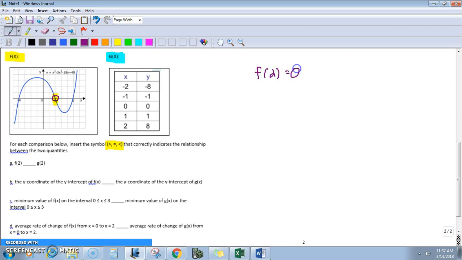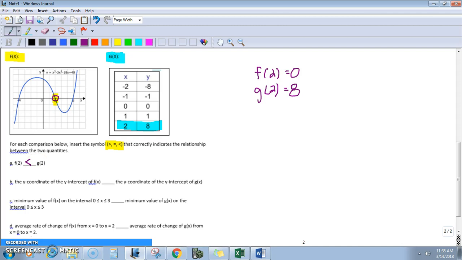is equal to 0. And g of 2, let's see what g of 2 is. G of 2 in a table, I can go to where x is 2, and my output is 8. So here, g of 2 is 8. So which is bigger? G of 2 is bigger. So in this case, if we go back to where A is, f of 2 is less than g of 2. And that's the correct symbol to put in there.